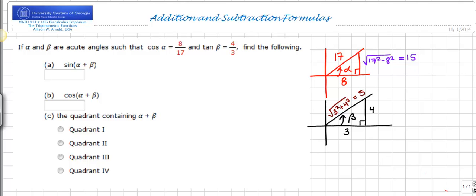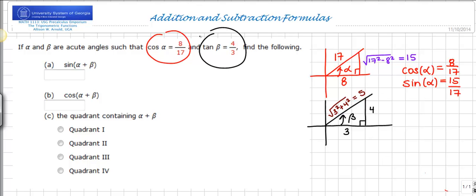So we already know the cosine of alpha. We were given this part, but let's restate it. Cosine of alpha is 8/17. And notice that the sine of alpha is 15/17. Both values positive again in quadrant 1. Alright, similarly, tangent's 4/3 for beta, and that gives us the cosine of beta is 3/5, and the sine of beta is 4/5.